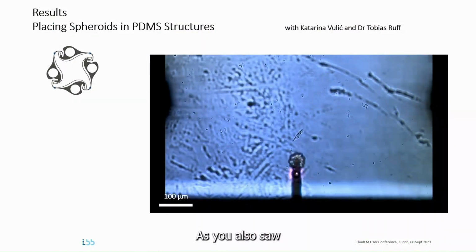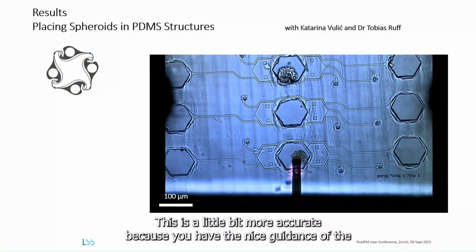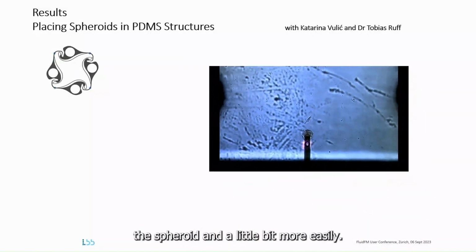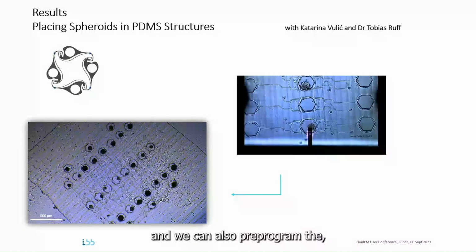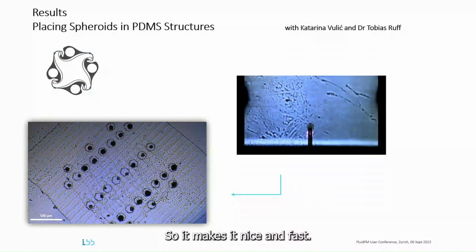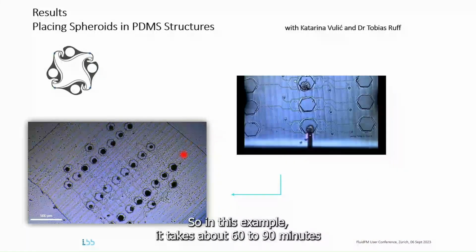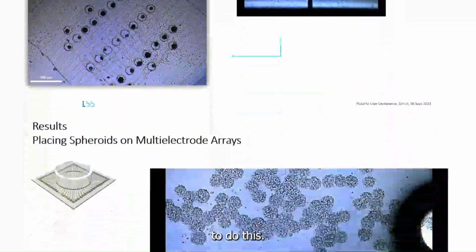As you also saw in some of the videos earlier, we can also place directly into the PDMS structures. This is a little bit more accurate because you have the nice guidance of the walls to guide the spheroid in a little bit more easily. And we can also pre-program the points of the wells into ARIA, so it makes it nice and fast. So in this example, it takes about 60 to 90 minutes to do this.